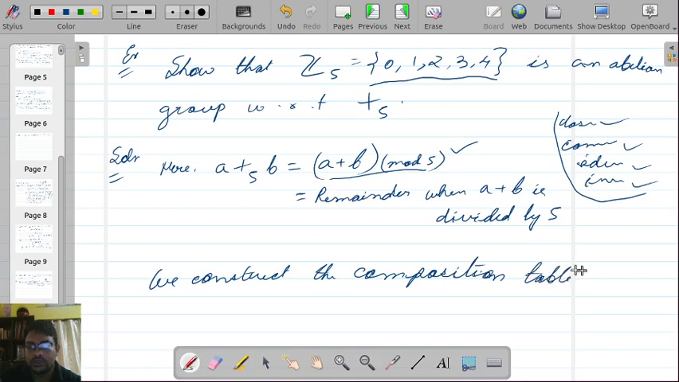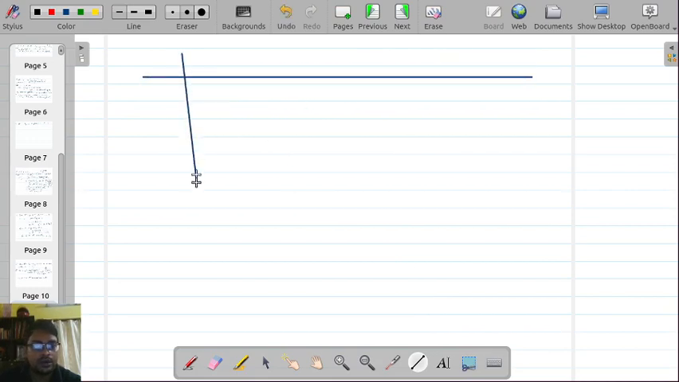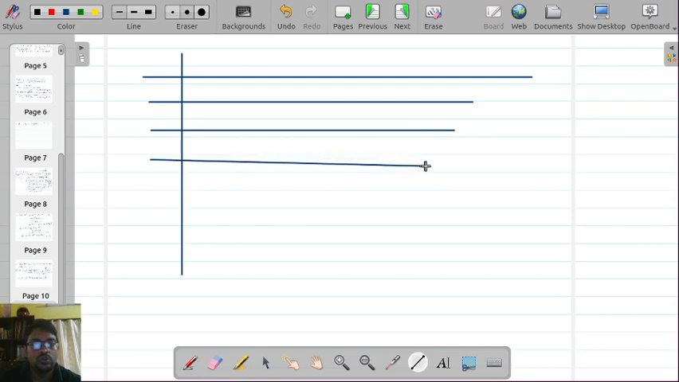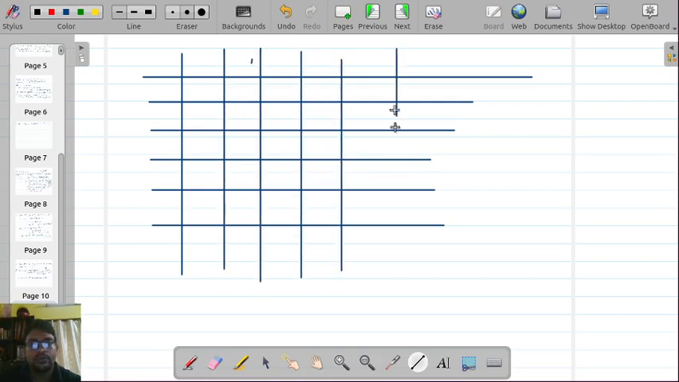Okay, so let us do that in the next page. We'll construct a table of this type where we'll list these things. So this is 0, this is 1, 2, 3 and 4. And here also we'll just make some lines. So this is the operation modulo 5, 0, 1, 2, 3, 4, 0, 1, 2, 3, 4.